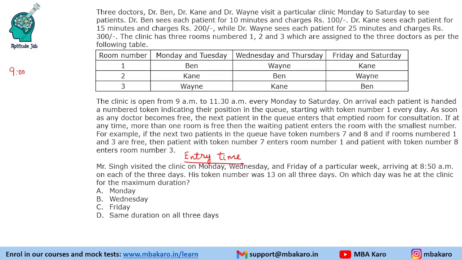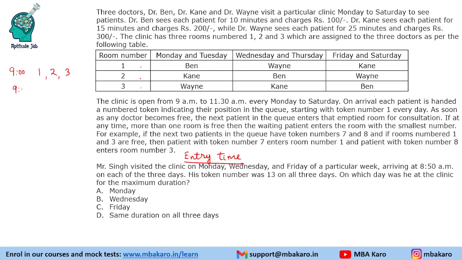So at 9 a.m. the clinic opens. So first three people will go to 1, 2 and 3. So we have token number 1, 2, 3 visiting, right? So let's not worry about who is Ben, Kane, when. Just think that at 9 a.m. three people will enter, because on different days they will enter different rooms.